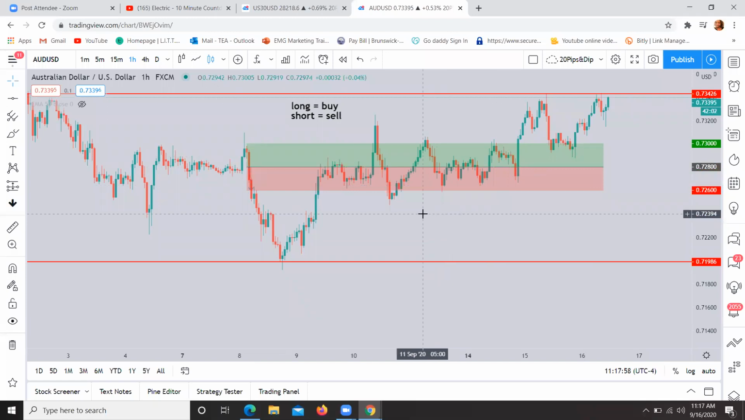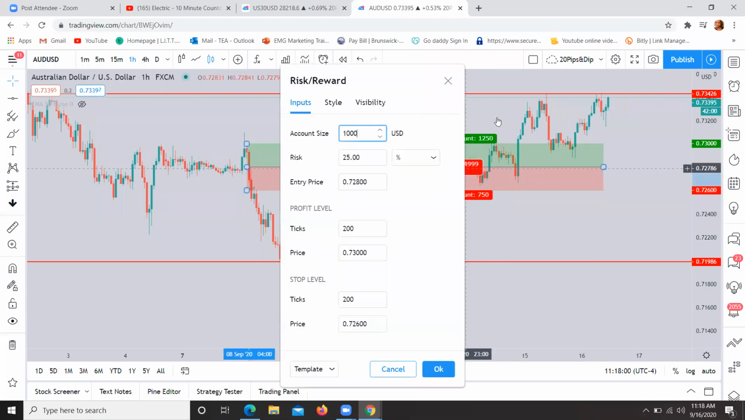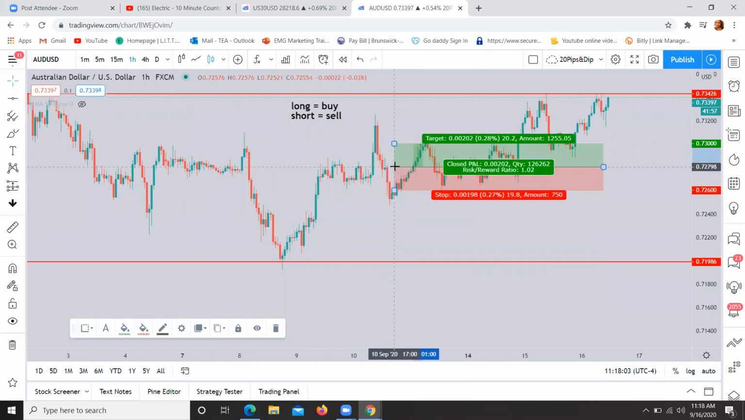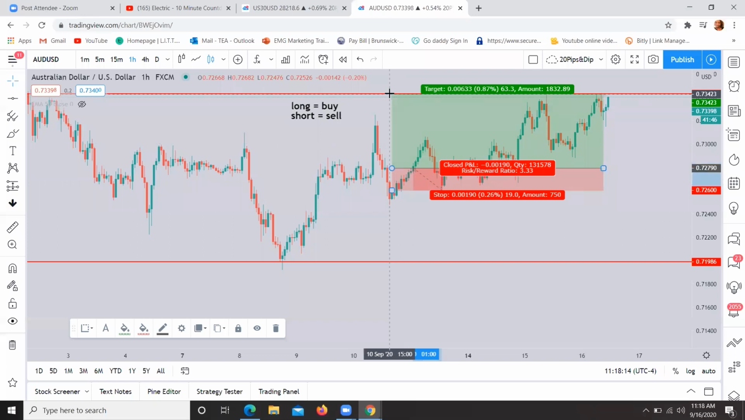As you grow as a trader, you're going to start having better risk to reward. So you're going to potentially risk 20 pips to make 50, right? Which puts your risk reward 1 to 3 or 3 to 1.